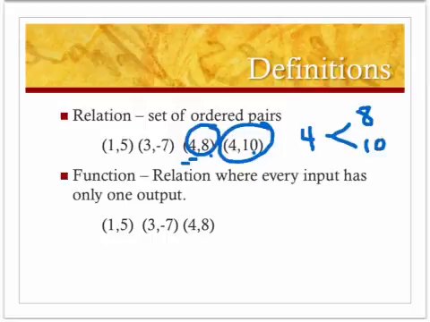Whereas down here, x, which is 1, is linked with the output 5, 3 is linked with -7, 4 is linked with 8. There's no duplicate values.